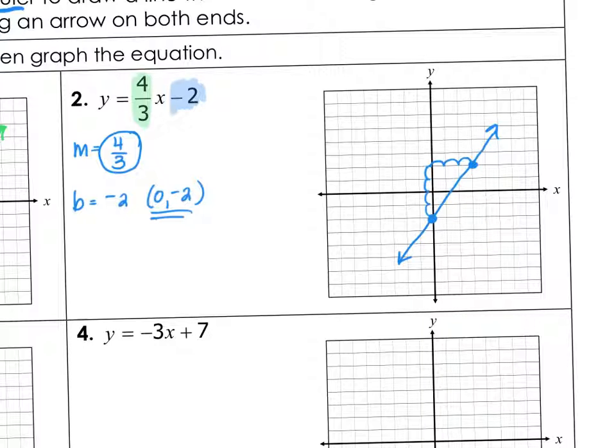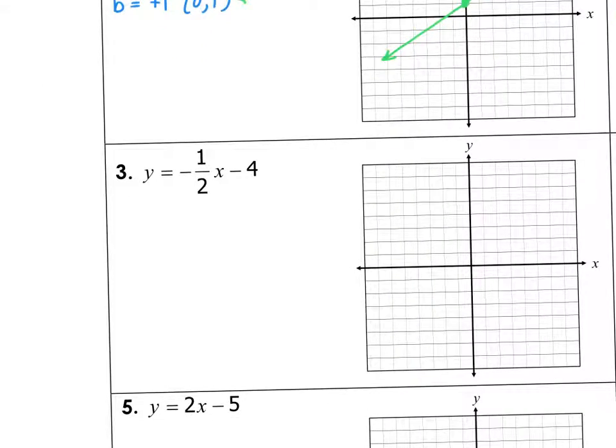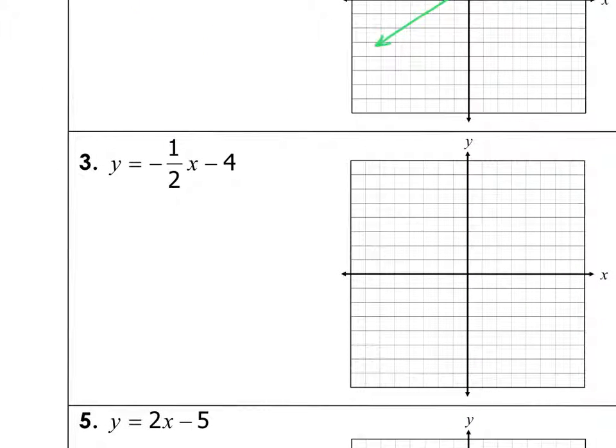Let's check. Is my y-intercept at -2? Yes. Is my slope up 4, run 3? Yes. Slope is positive, going up. And there's my line. Let's look at number 3. Should be getting the hang of this. This one's slope is negative, okay, with a y-intercept of -4. So let's label all this. My m is -1/2, and my b is -4. That's the ordered pair (0, -4).